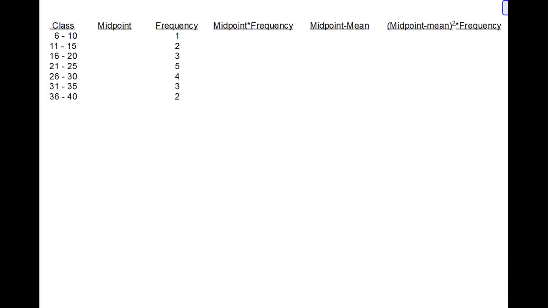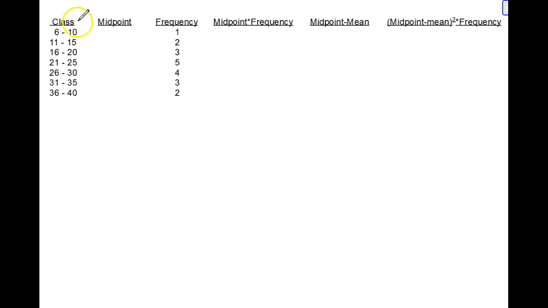And so if I set up a table that looks like this, I have a column that has class, a column that has midpoint, which we still need to calculate, a column with frequency. Then I'm going to take the midpoint times the frequency. The sum of that divided by the total frequency will give me my mean. After I've found the mean, I'm going to take the midpoint, which is over here, minus the mean. I'll take those values, square them, and multiply them by the frequency. Then I will take the total of this column and divide it by, in this case, since we're talking about a sample, n minus 1.